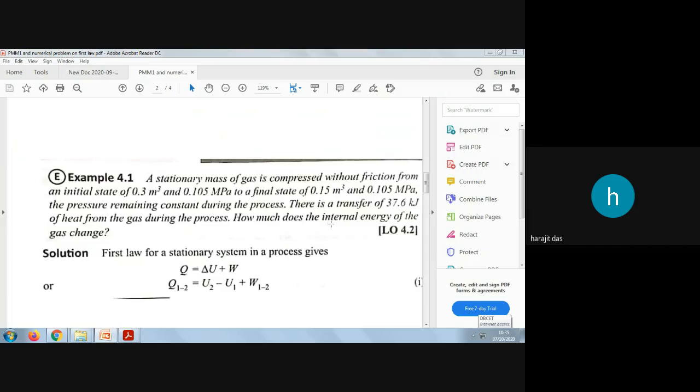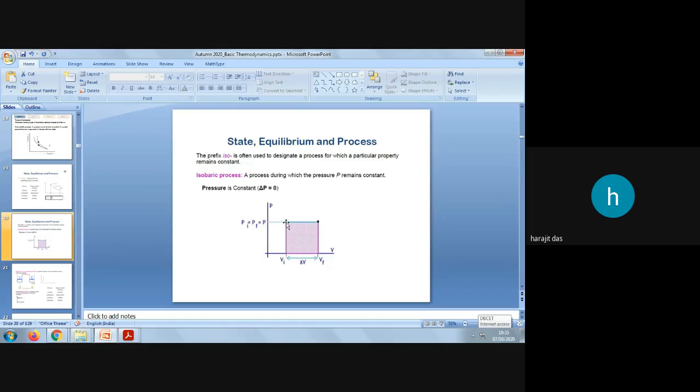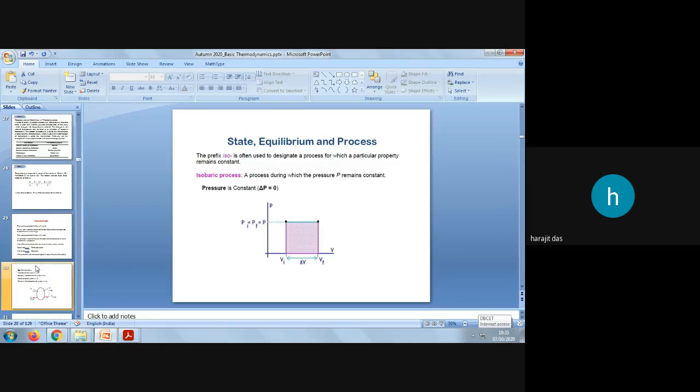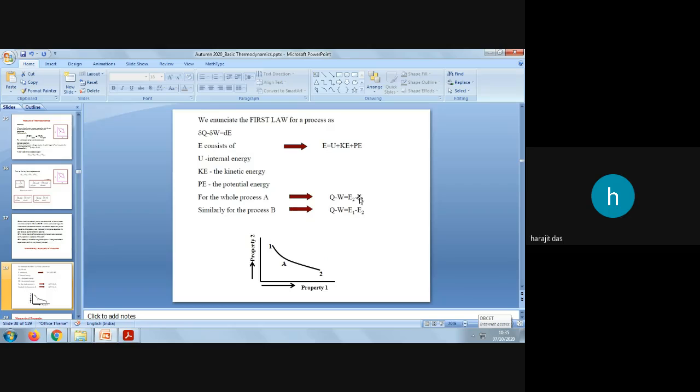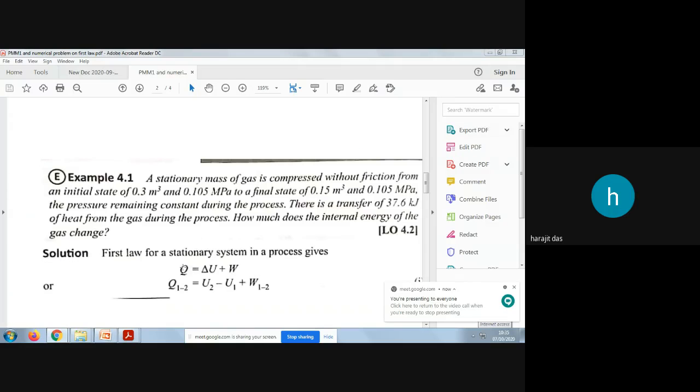Very easy. For this process we will apply the first law of thermodynamics. What was the first law? Delta Q minus delta W equals dU. So directly here it will be U2 minus U1, because we need to find the internal energy. The first law for a stationary system in a process is given by Q equals delta U plus W. You can write Q minus W equals delta U, or Q equals delta U plus W.